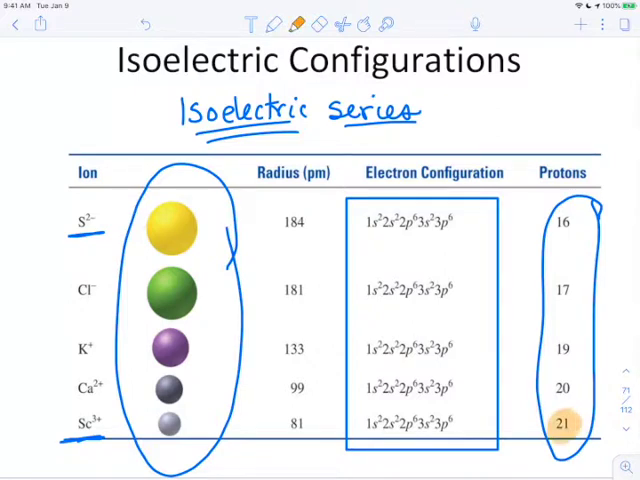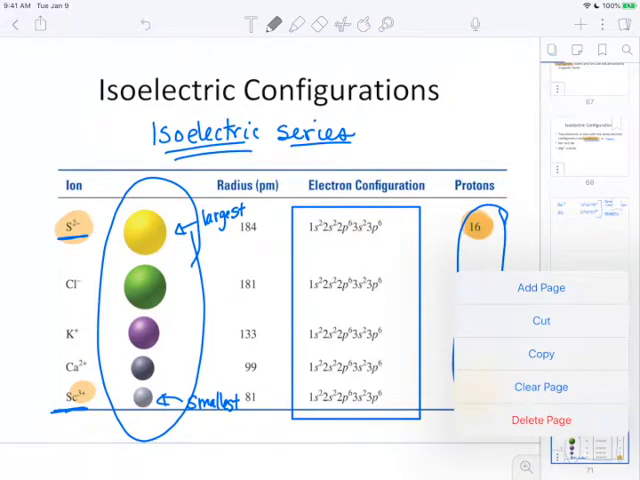So here, scandium has 21 protons in its core, and sulfur has 16. So what always happens in these isoelectronic series is the one with the greatest positive charge will have the greatest number of protons, and it will be the smallest. While the one with the greatest negative charge is going to have the least number of protons, the least positive charge pulling the electrons in, and it is going to be the largest. So let me write that out.